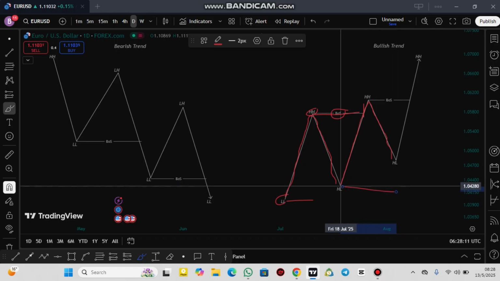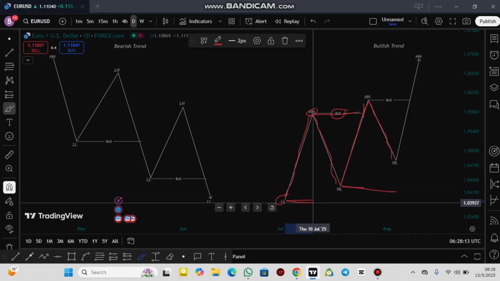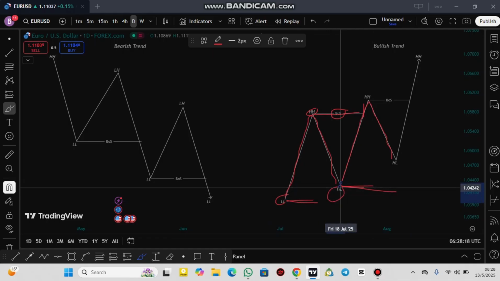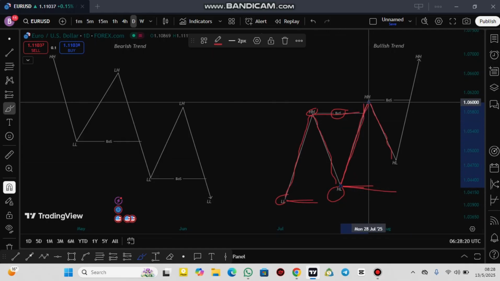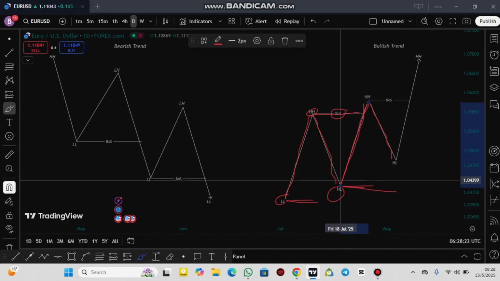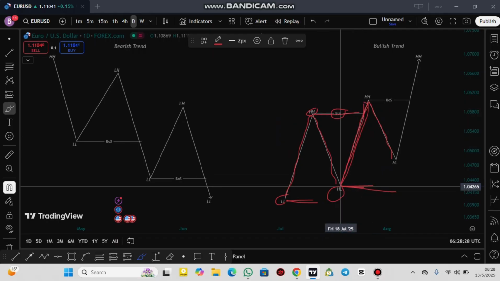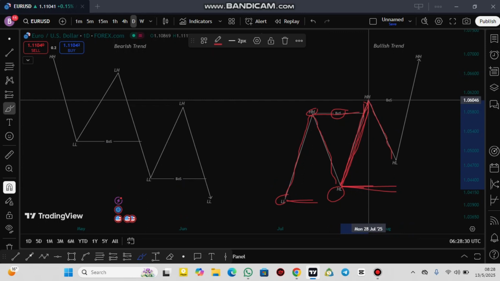Why are we respecting this low instead of this low? We are now respecting this low because this was the low that was responsible for the break of structure. It was responsible for the new higher price input. So therefore, this is the high that needs to be protected because it just gave us this higher high.